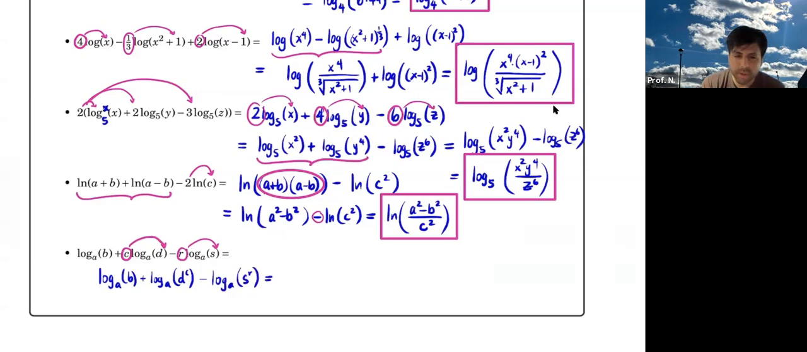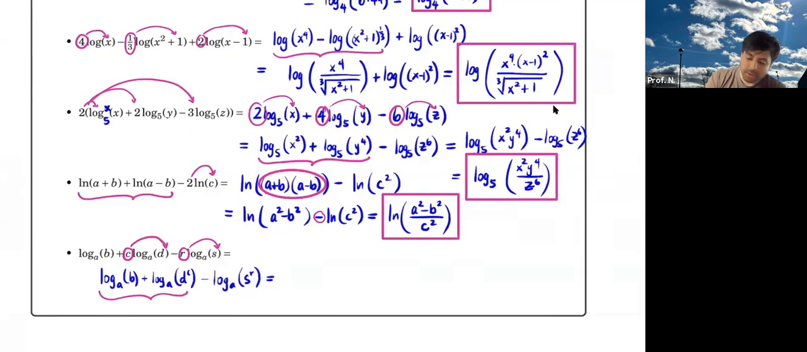Again, it's not so much about the letters, it's more about the rule that we're applying. It could be anything in front. As long as it's in front, you can put it inside as a power. For this example, we have a whole bunch of letters, but the rule still applies. And this here is a sum, so that means I can multiply. So this becomes log base a of b multiplied by d to the c power minus log base a of s to the r.